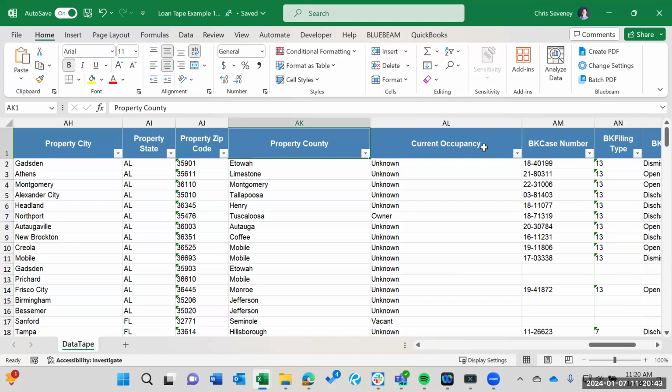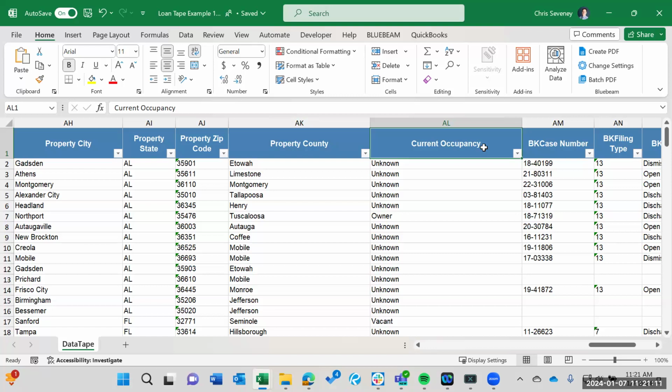Some tapes will also show mailing address, and where that can be a benefit is if the property address is different from the mailing address, then it might not be owner occupied. It could be a rental, could be through a divorce. So again, it will lead to painting that picture during that due diligence phase, which then can also answer a question of current occupancy.